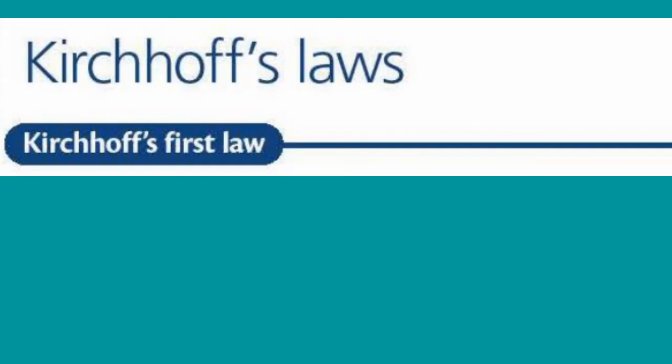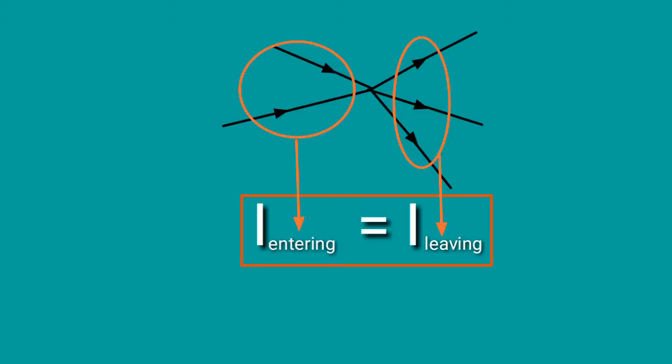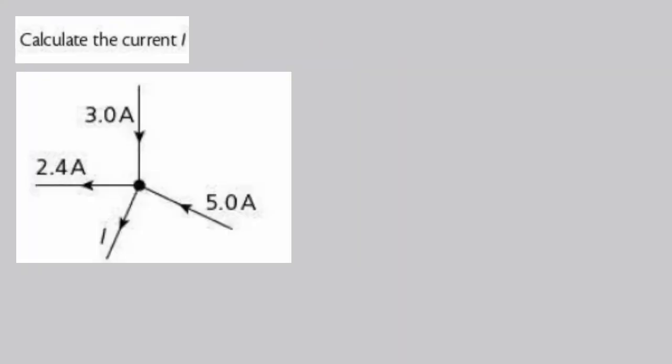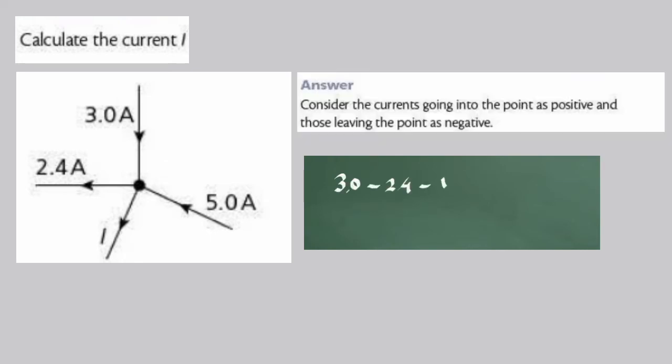Now, look at Kirchhoff's laws. The statement of Kirchhoff's first law is: the sum of the currents entering any point in a circuit is equal to the sum of the currents leaving that point. It means that the total current going into a point is equal to the current leaving that point. This figure shows an example of how to calculate the current. Consider the currents going into the point as positive and those leaving the point as negative. Therefore, I equals 5.6 ampere.